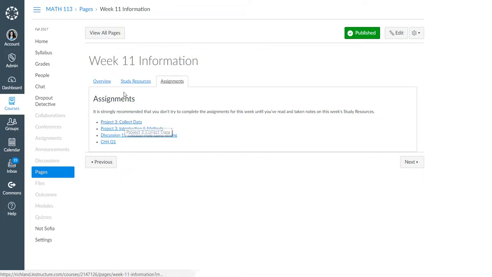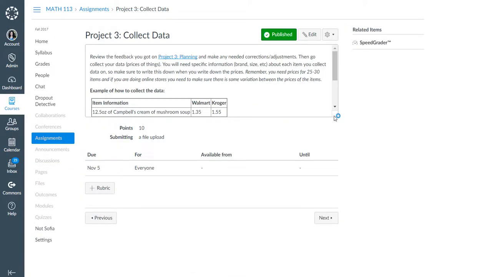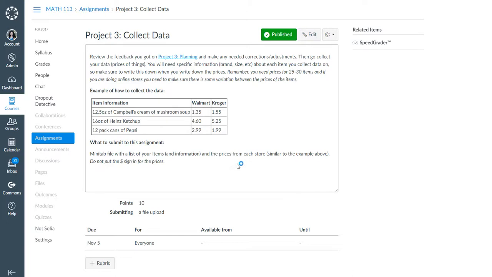You've got Project 3, collect data. What you'll be doing is actually collecting your data. So you hopefully got the green light from me, or if not, you got feedback on what you need to change. So go ahead and make those changes so that you can go out and collect your data and create a Minitab file with the information in it. It needs to look something like this, where you're providing very specifics about what you collected and the stores, and then you need to submit the Minitab file with a list of your items and information.